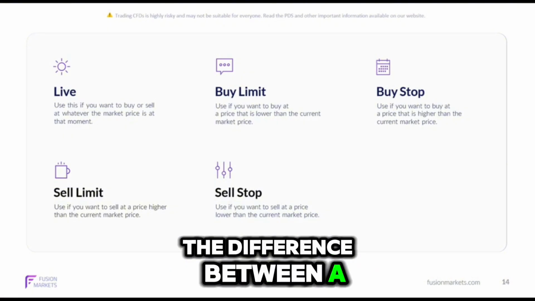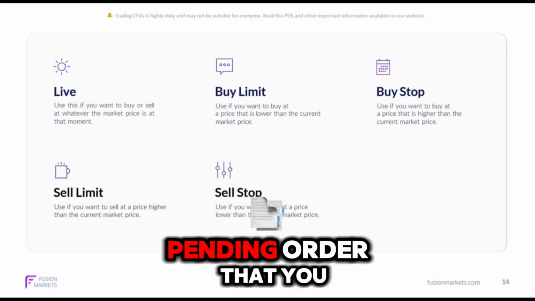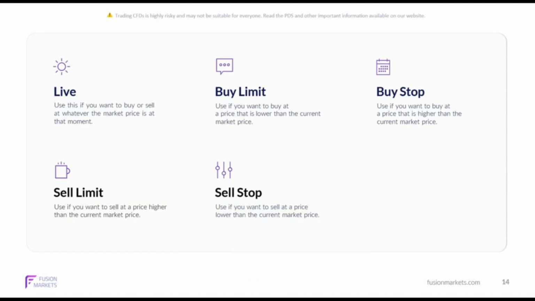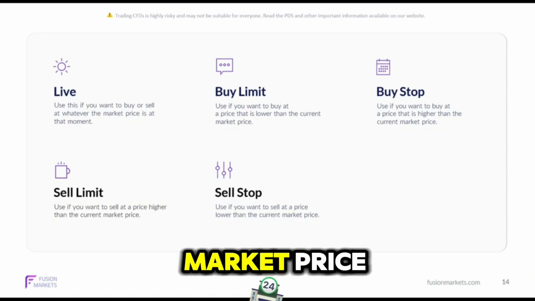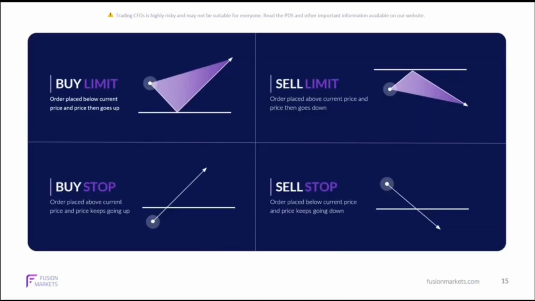The difference between a sell stop and a sell limit: the sell limit is a sell pending order that you place above the market price, while the sell stop is a sell pending order below the market price. You may see here what it looks like in a chart.